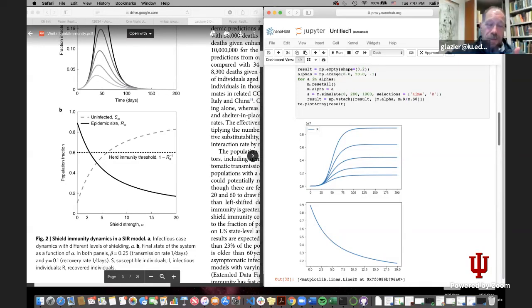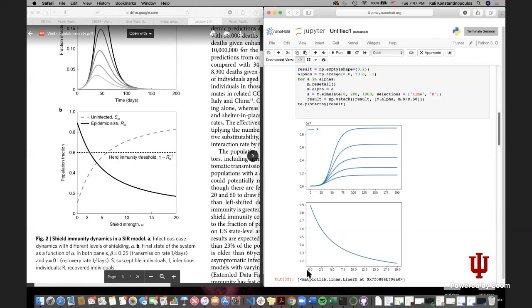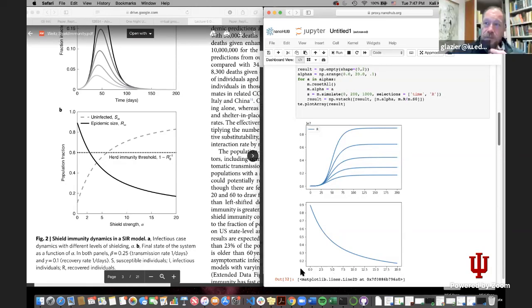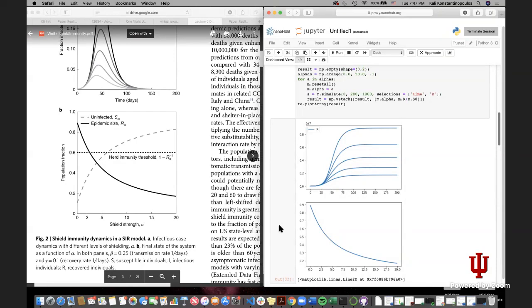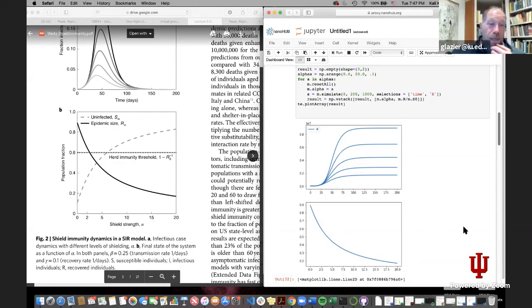So the x-axis is the alpha, the shielding rate. Right. And so what it says is that if 0.9% of your population would have been affected without shielding, if your shield strength is 20, only 0.2% of your population get infected. Oh, okay. Yeah, that makes much more sense. We didn't label the axes.